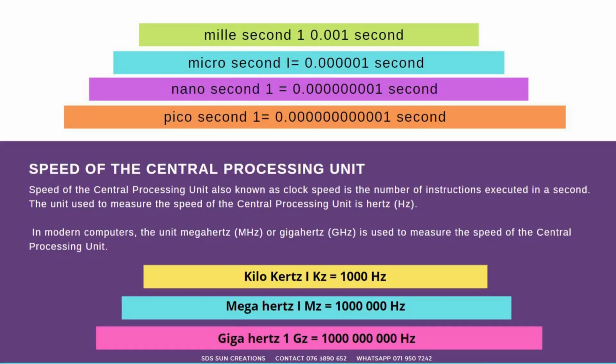Let's see speed of the central processing unit. Speed of the central processing unit, also known as clock speed, is the number of instructions executed in a second. The unit used to measure the speed of the central processing unit is hertz. In modern computers, the unit megahertz or gigahertz is used to measure the speed of the central processing unit.